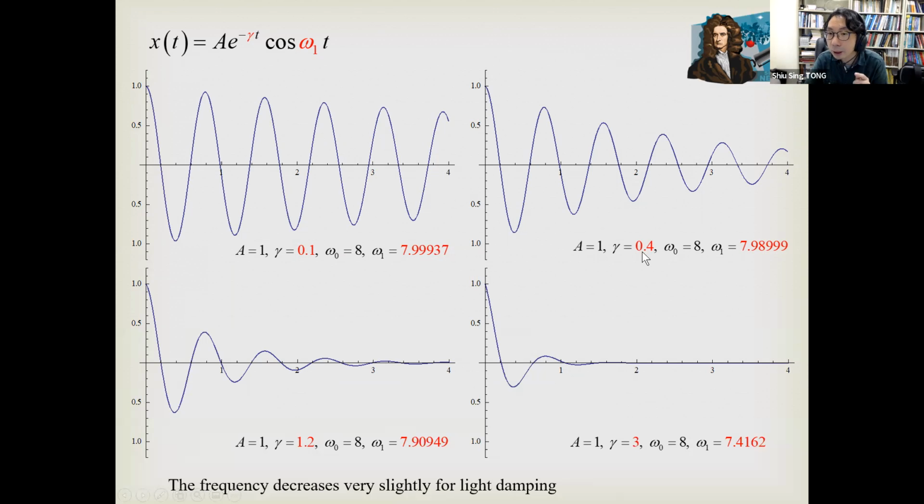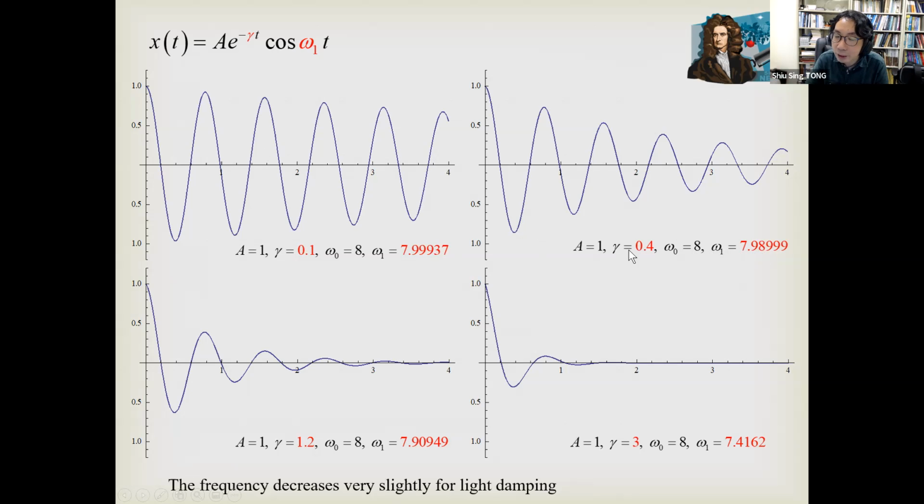Now we increase the damping to 0.4 compared to 0.1 here. You can see the decay is going faster. It's going to 0 faster. The amplitude dies down much faster than here, right? But the frequency still almost remains unchanged. It's 7.99, almost 7.99, which is not much different from 8. So the frequency is almost unchanged also.